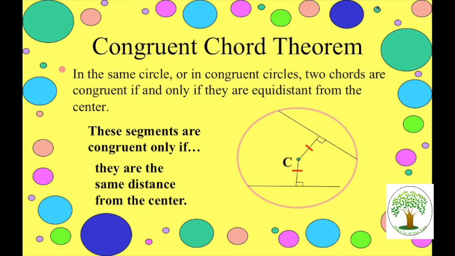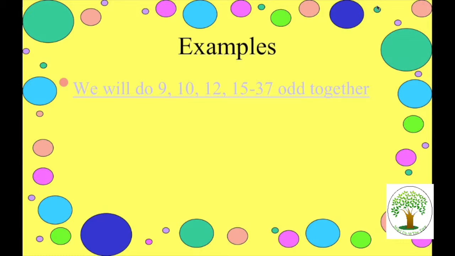What number is that one, Heidi? Number 7. Okay, we just did number 7. We're going to do these examples together: 9, 10, 11, 12. And then we were going to do 15 through 37 odd. We'll just see how that works, okay?